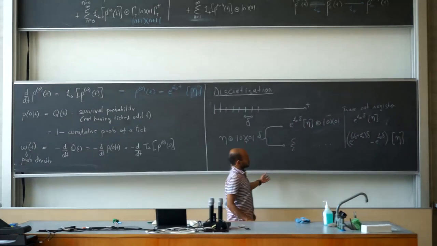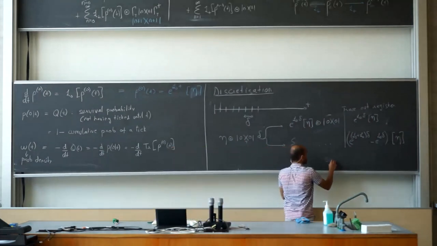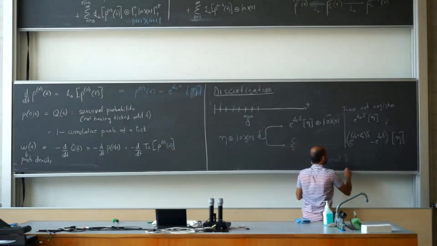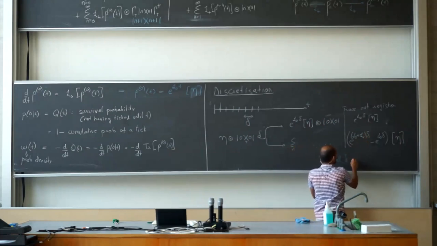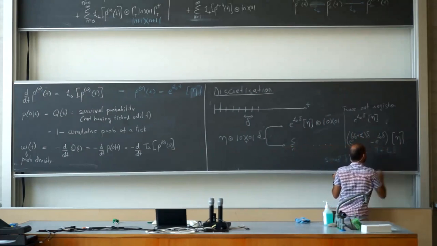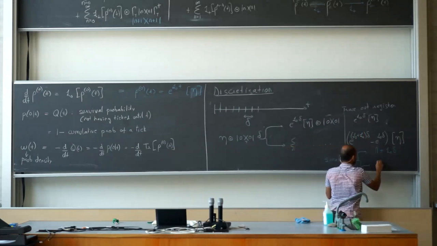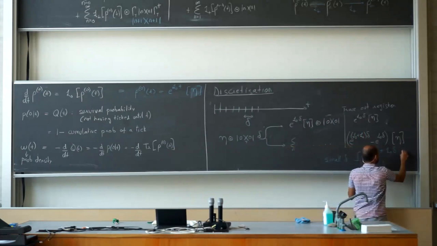One thing that it's worth seeing is that if delta is small, this gives a little bit of an intuition. If you were to expand e to the L naught delta, you get identity plus L naught delta. And if you were to expand this one here, the identity terms would cancel, and the only thing that remains is L plus delta. Of course, you have something that's of order delta squared in both.